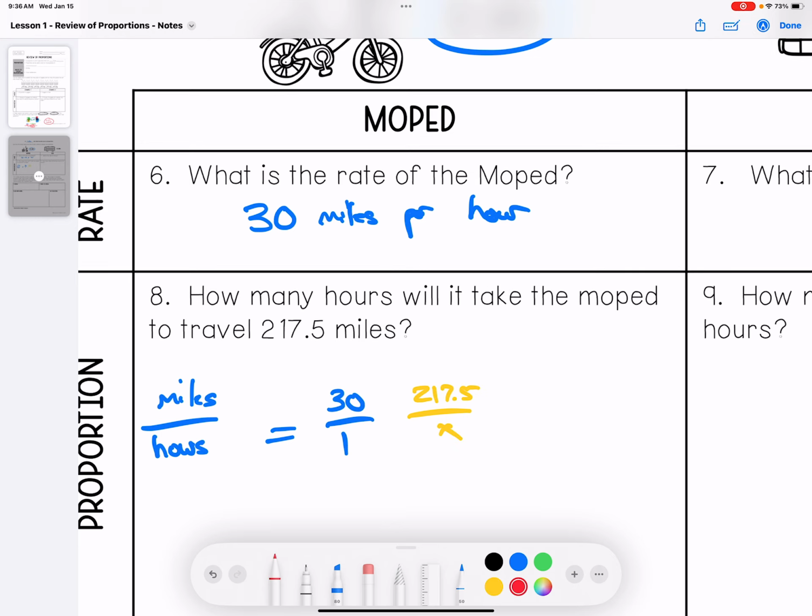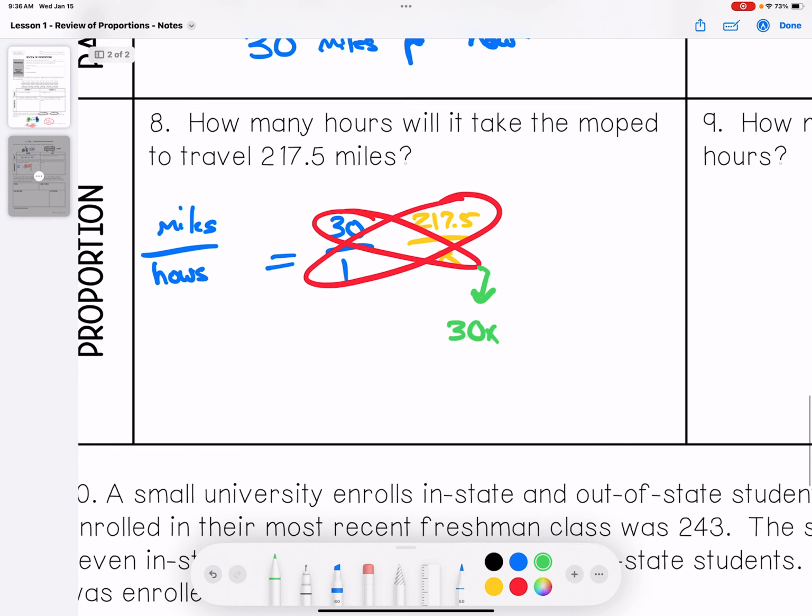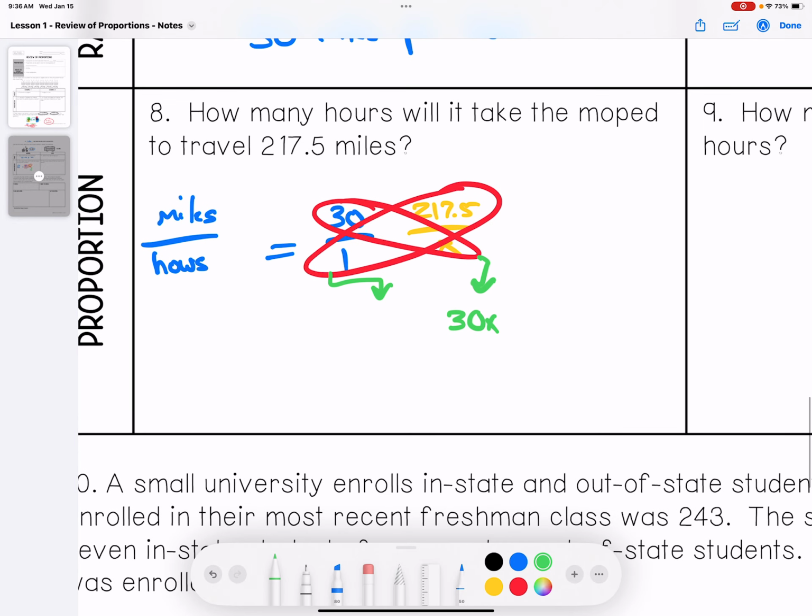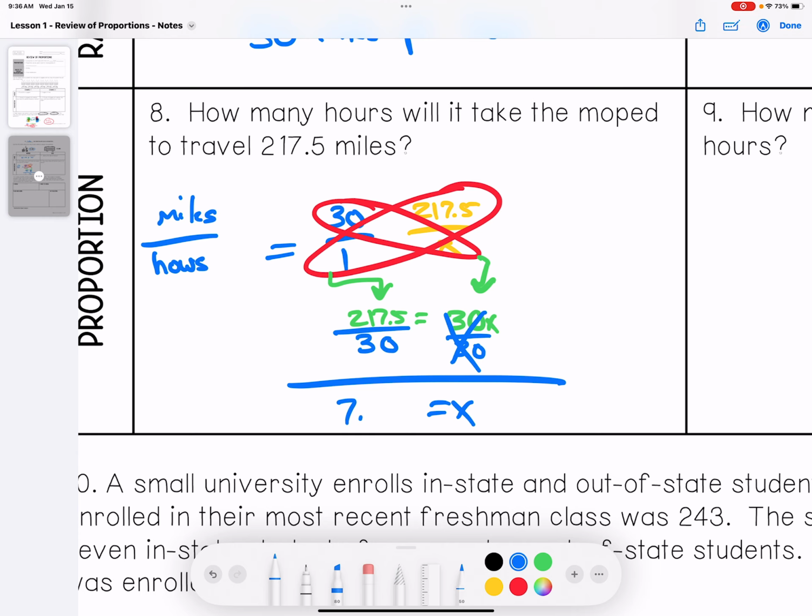All right, 30 times x, 1 times 217.5. So you have 30x equals 217.5. Now what do you do? You just divide by 30, and you're left with x equals 7.25. So it will take him 7.25 hours.